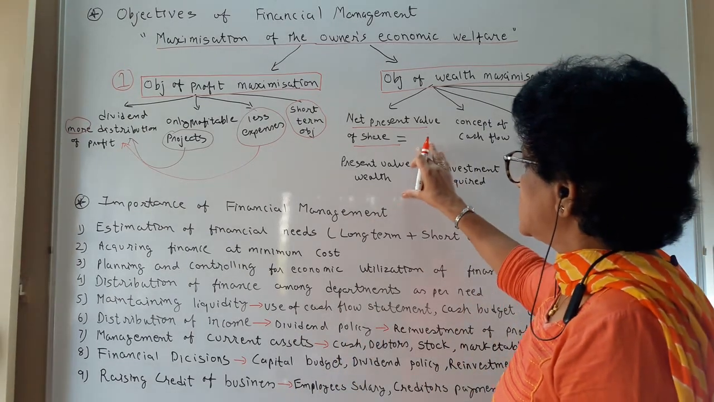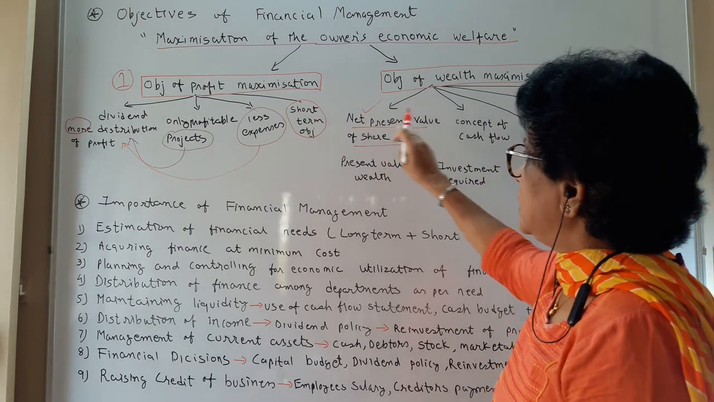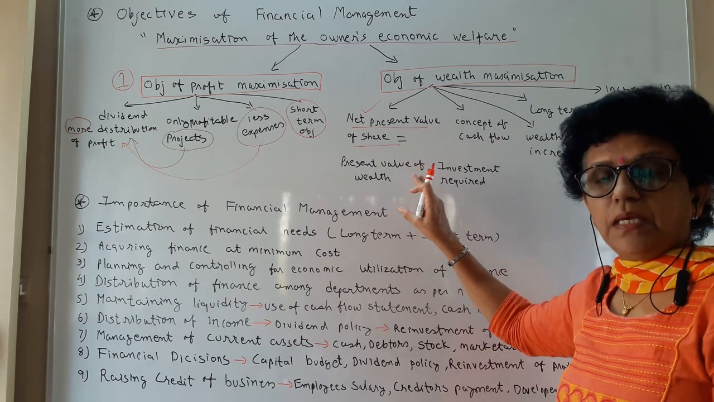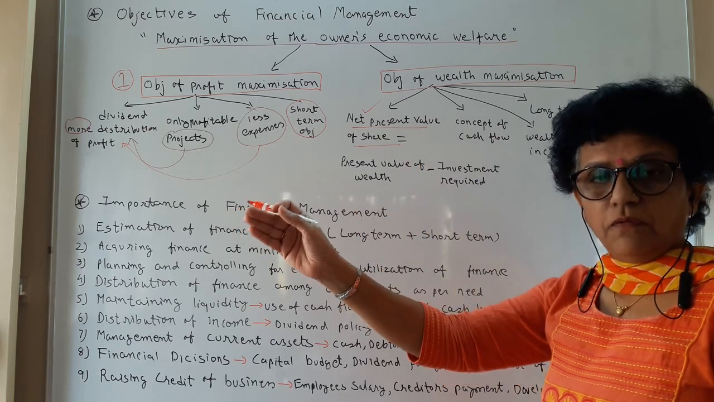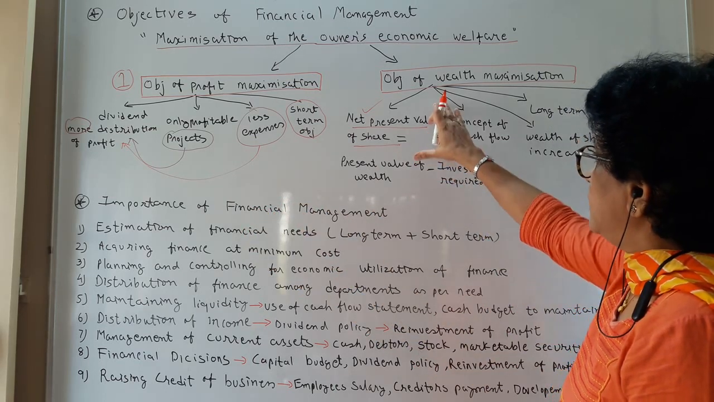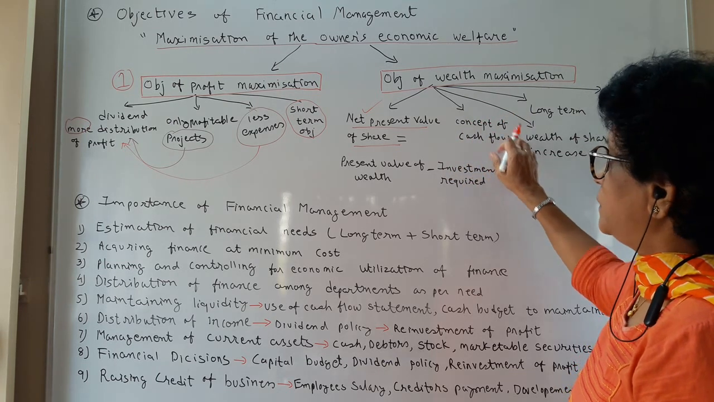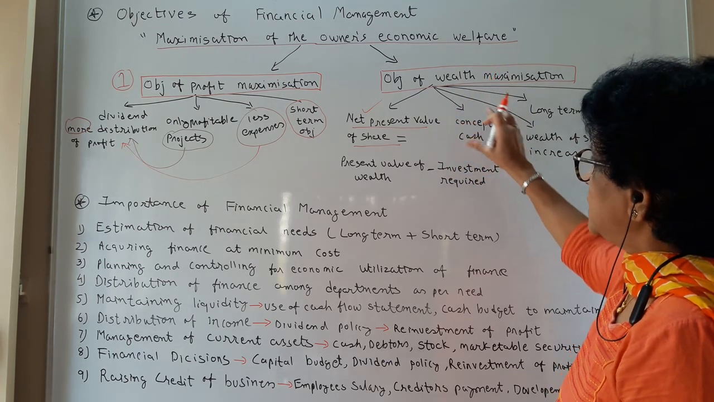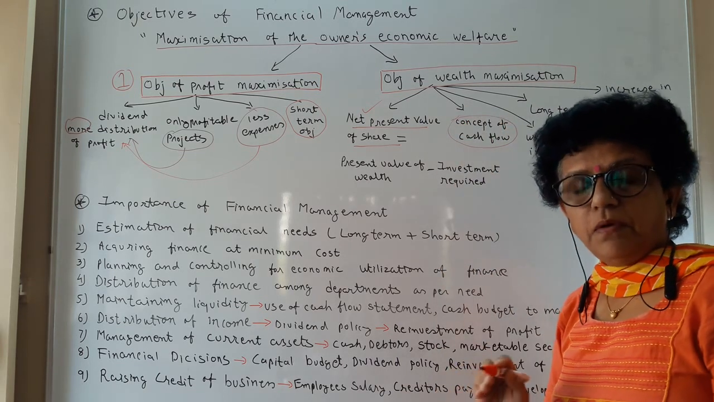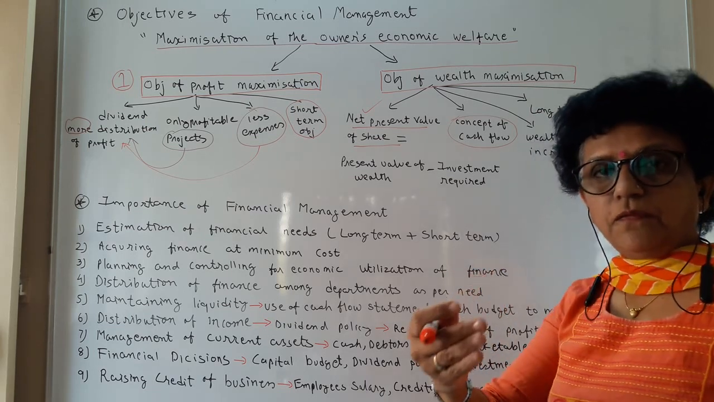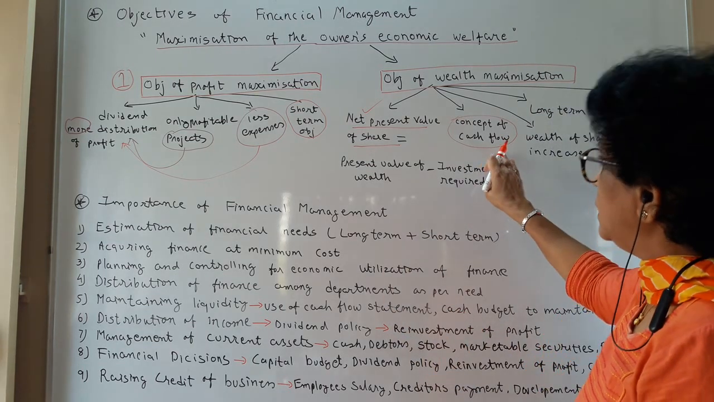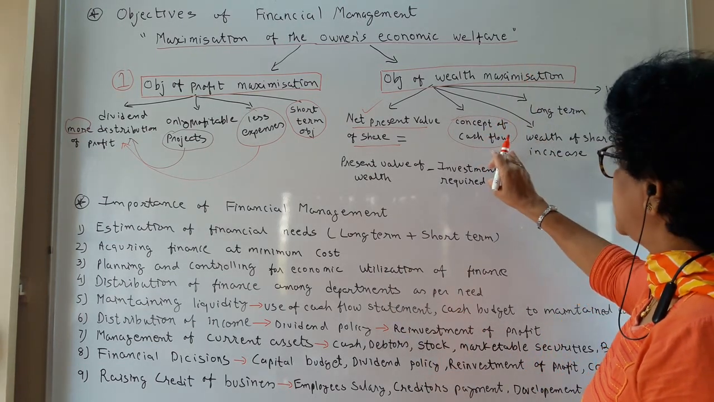So investors are always interested in knowing the net present value of shares: how much gain is possible, or what the company has done in the many years of its business activity. That is always measured by the investor. Next is the concept of cash flow. If you want wealth maximization, you have to maintain proper cash flow, proper inflow and outflow of cash, and proper activities have to be done. This is a tool by which you can maintain your wealth maximization.